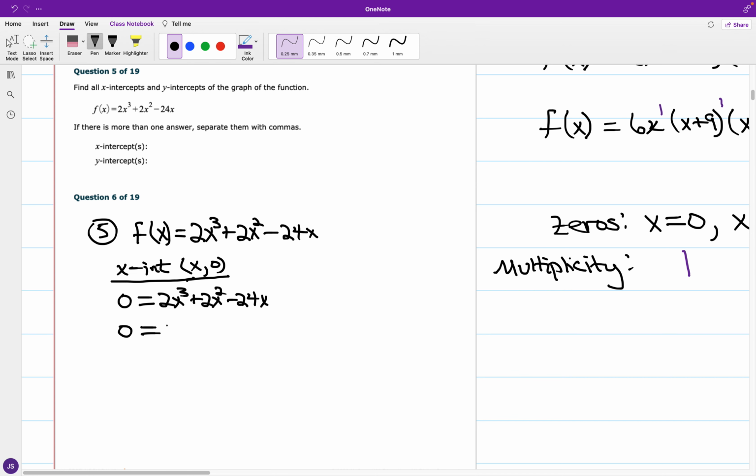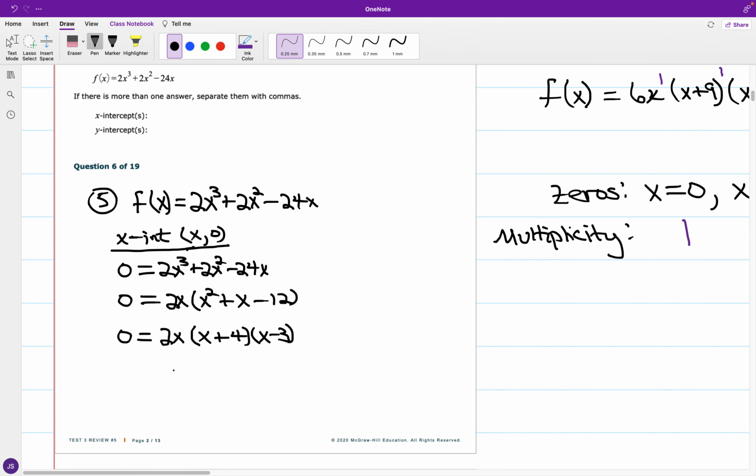Now the greatest common factor: we have even coefficients and x in common, so you have 2x, and here we have x squared plus x minus 12. And we can factor even further. So you have 2x as the greatest common factor, and for the trinomial factor, we can factor it as x plus 4 and x minus 3. So setting the stage, I have 3 linear factors.